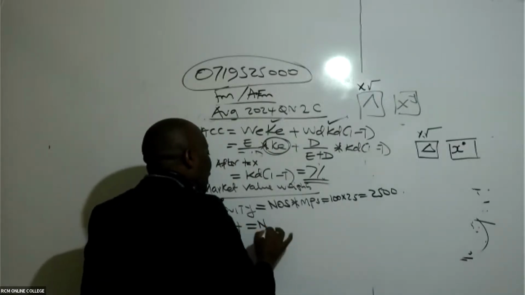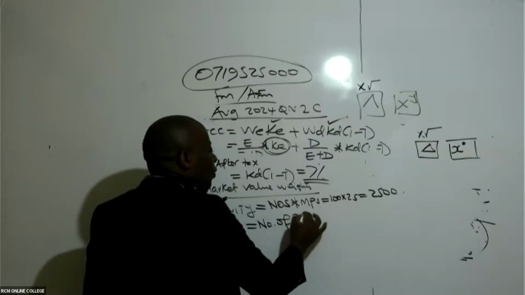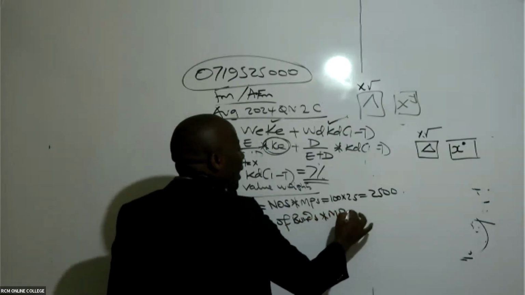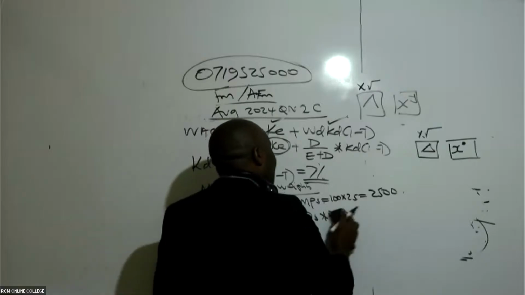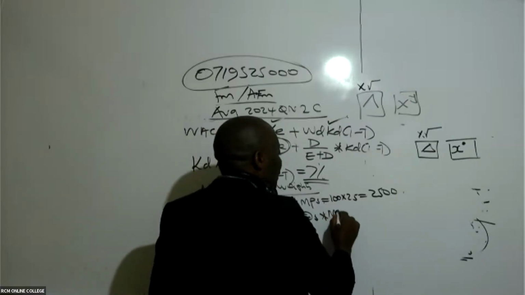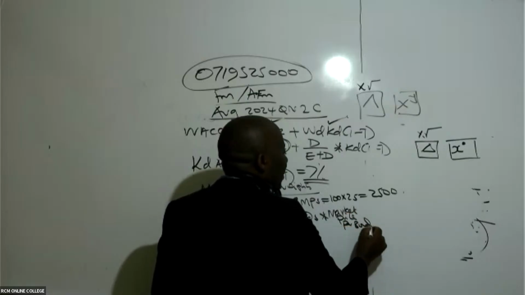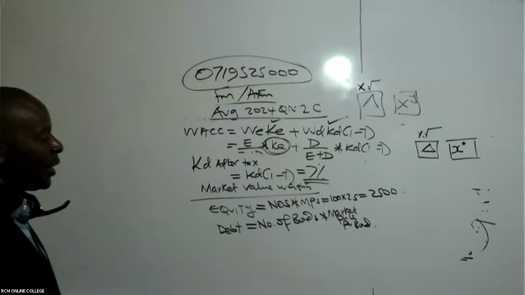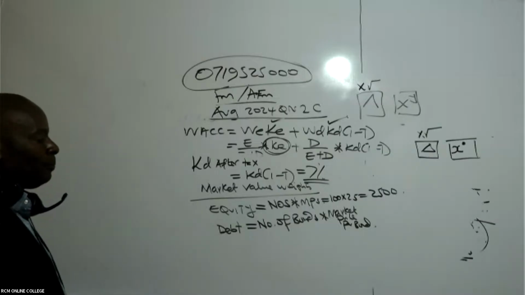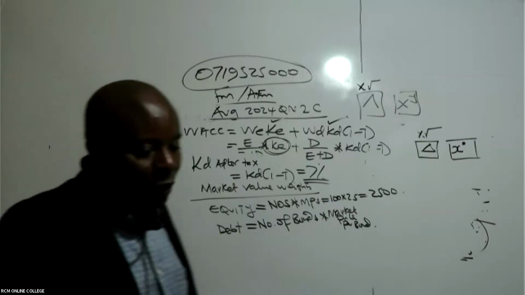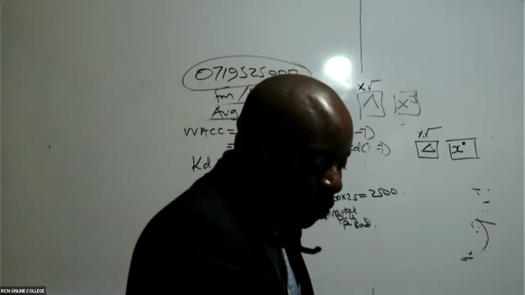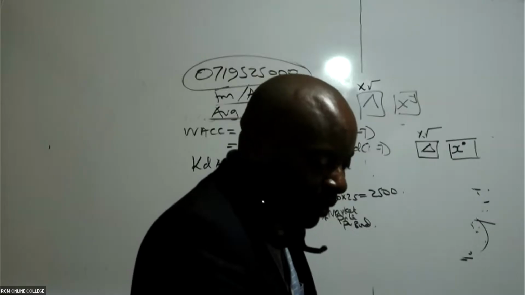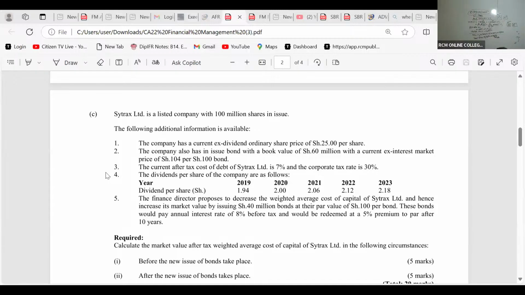For the debt, normally we take the number of bonds times the market price per bond. So take the number of bonds, number of debt instruments, times the market price per bond. So have they given me the number of bonds in the question? Let me see. How I wish we were that lucky, like for shares, where they gave us the number of shares. Here they haven't, but I will not kill myself because I know how to calculate this.